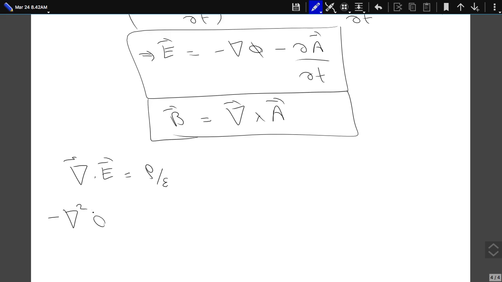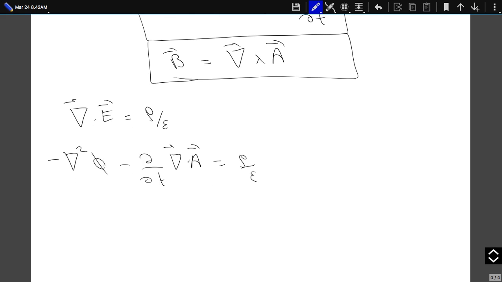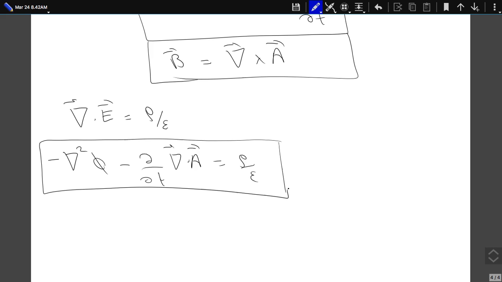Well, we know that E has this form, so let's just substitute it. So we get minus the Laplacian of phi minus del by del T of the divergence of A. This should be equal to rho over epsilon. So this is one equation that we have for phi and A. Again, if we would go to electrostatics, statics where nothing depends on time, this just gives us the electrostatic Poisson's equation.